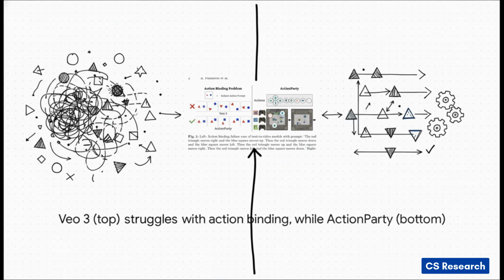Okay, so let's just see this in action. Because the difference is, wow, on the left, you see what happens with a standard top-of-the-line video model. You give it simple, clear commands, and you get this chaotic mess. The model has no idea which shape is supposed to do what. But then look at the right. That's Action Party. The triangle moves right, then the square moves down. Every action is perfectly tied to the right character. It's truly night and day.